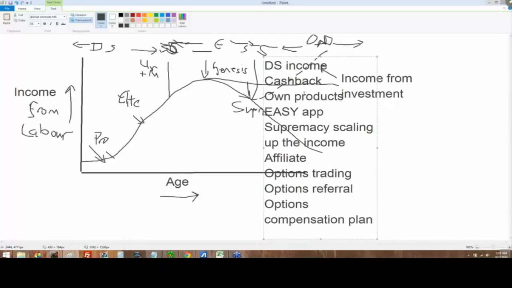So what we're doing here is basically we're going to have options kick in, which is going to be your investment income at this point. It's going to be your constantly growing income from trading and a second affiliate income stream as well. And just to tease you guys, this is not the end of it. There is more beyond that, which we will probably announce next year around this time.